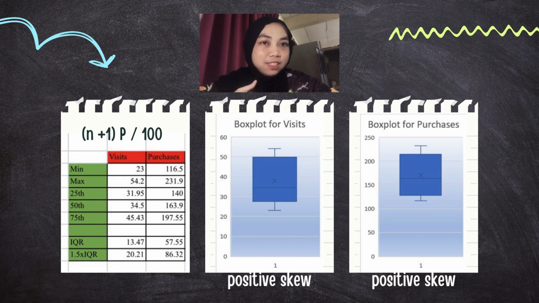While for the purchase, the minimum value is 116.5, the maximum value is 231.9, the 25 percentile is 140, the 50 percentile is 163.9, the 75 percentile is 197.55. As the result, for purchase, the box plot is also positive skew.